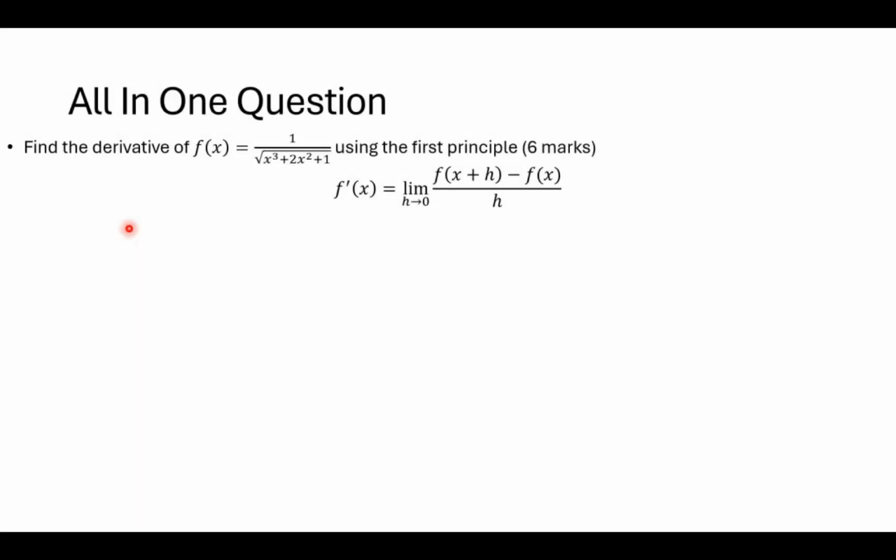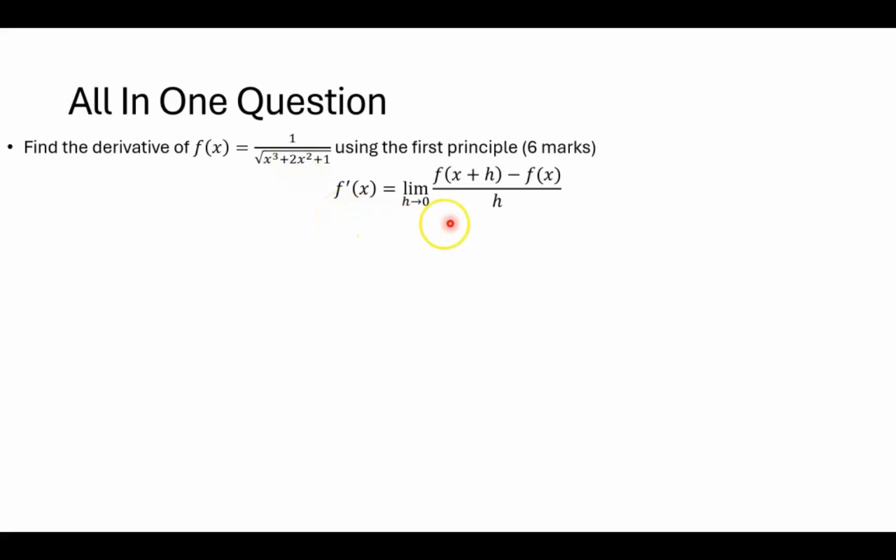And now let's do an all-in-one question. The question says find the derivative of f of x equals this thing using the first principle, and it's 6 marks. If you can do this question, then this basically means you can do all the first principle questions out here. This is literally the hardest question type you can get. And let's just do it.